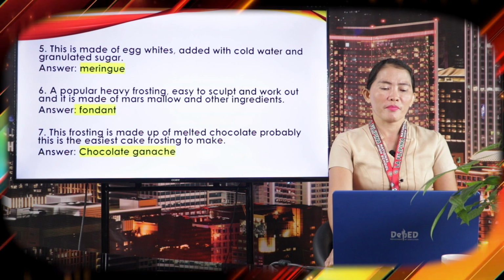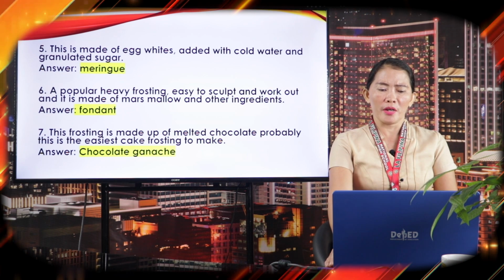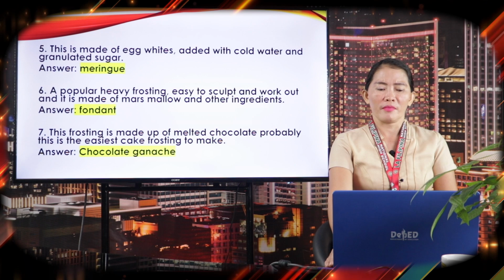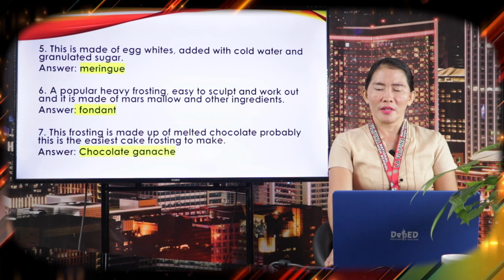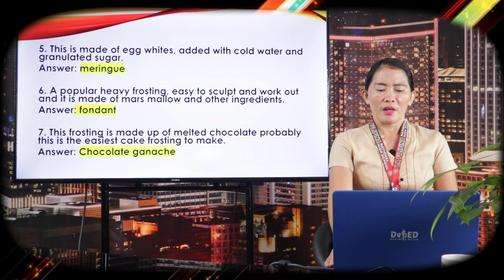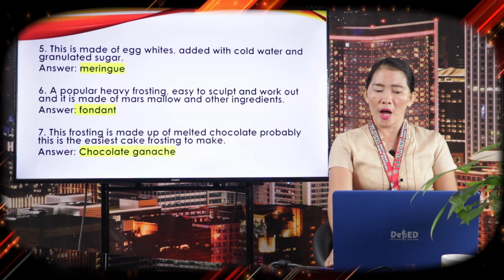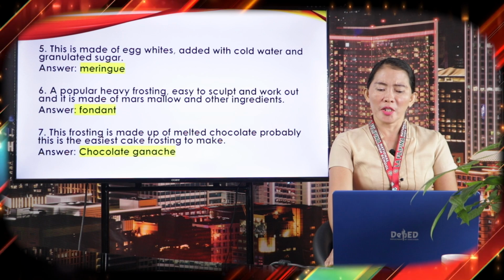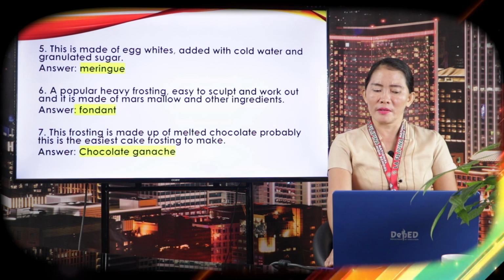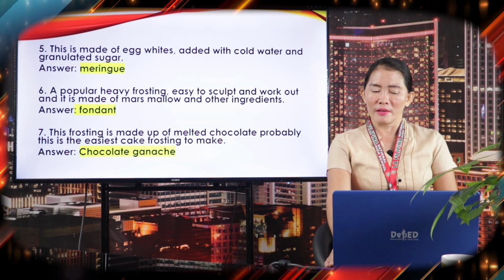Number 5. This is made of egg whites added with cold water and granulated sugar. The correct answer is meringue. Number 6. A popular heavy frosting, easy to sculpt and work out, and it is made of marshmallow and other ingredients. The correct answer is fondant.